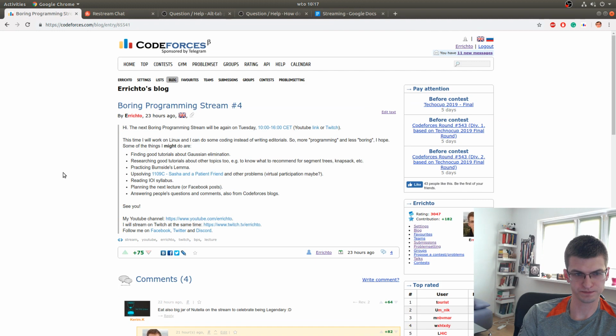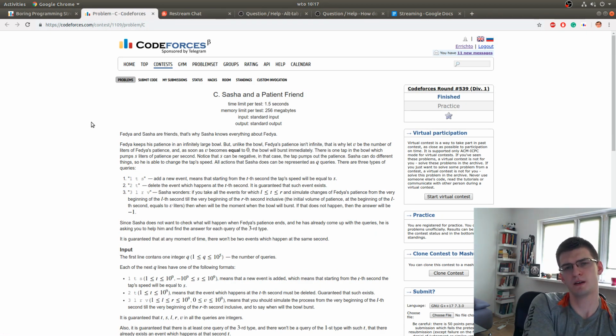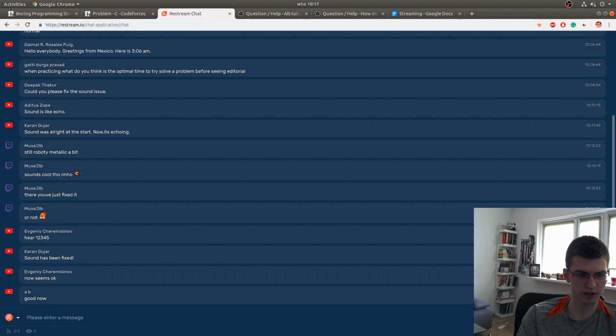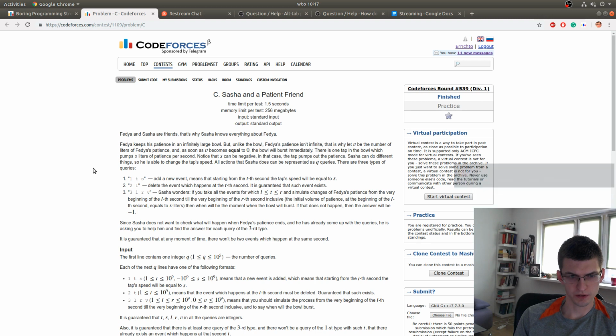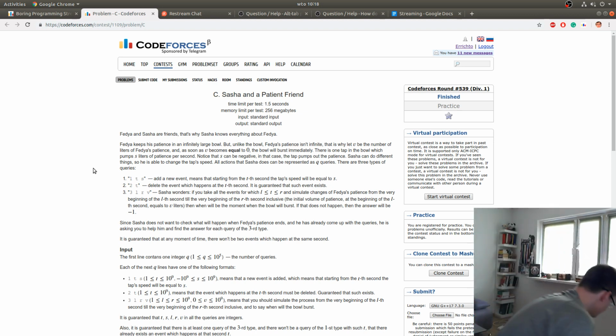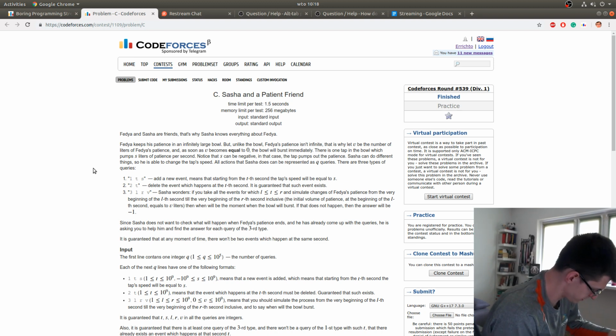So what can we do first? Practicing Burnside's lemma. Let's start by solving a problem. So there is that C from round 539. I can paste a link in the chat. So there are some queries. Change some event, delete the event, and take some interval of events and say what happens for that interval. I guess drawings will be useful if I want to explain something for you as well.